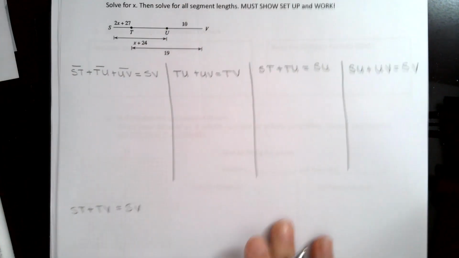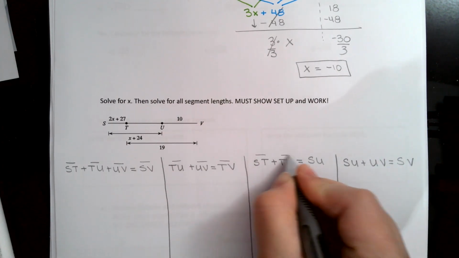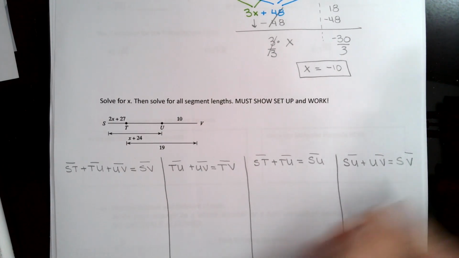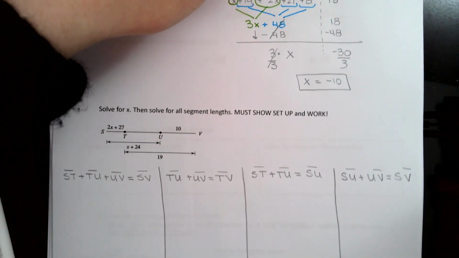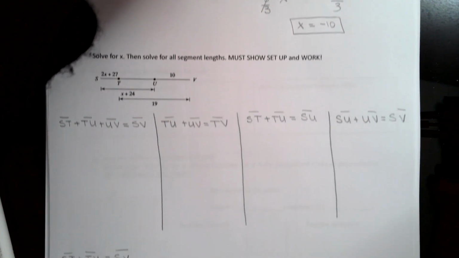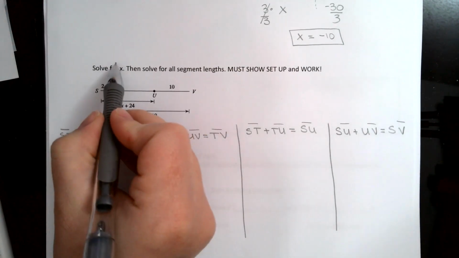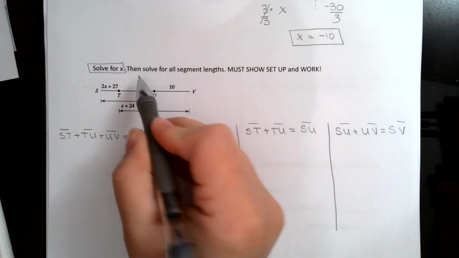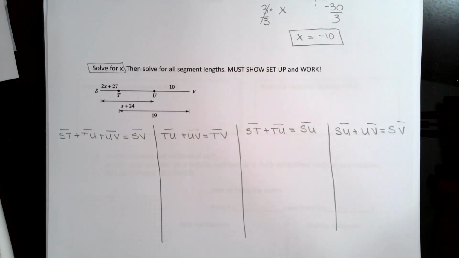I'm going to take a moment here to draw my little segment bars. Now, am I going to use all of these setups? Maybe, I don't know, but we have all 5 of them written out in case I need all 5. So what is it asking us? Well, it's asking us to solve for x. Okay. Then solve for all of the segment lengths. So that means I basically have to solve for everything.